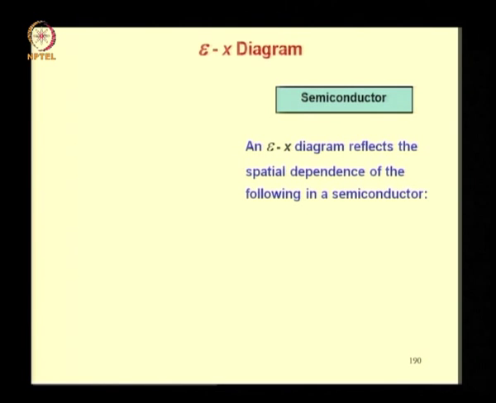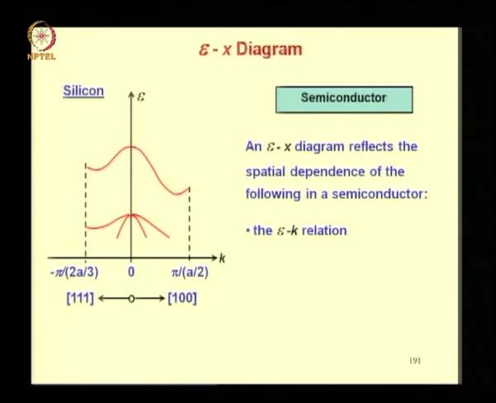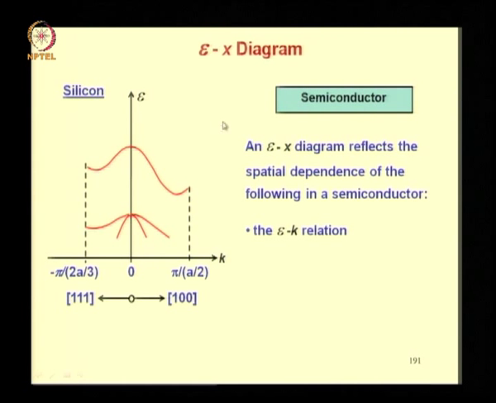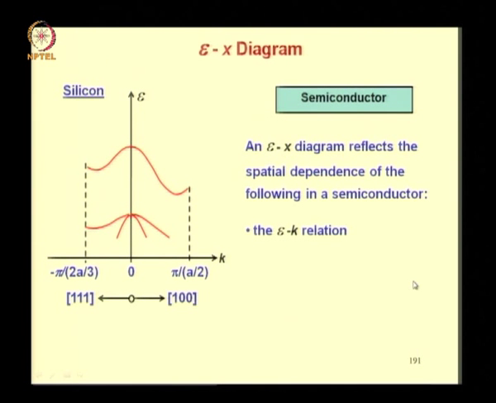So an EX diagram reflects the spatial dependence of the following. Firstly, the EK relation. In the previous lecture you have come across this EK diagram. Now we would like to see how this particular EK relation shown on this graph varies throughout the volume of the semiconductor as a function of position.